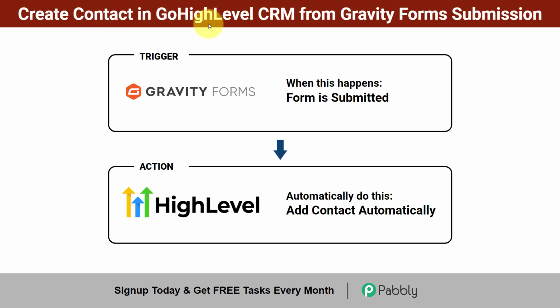How to create a contact in GoHighLevel CRM from a Gravity Form submission automatically. In this video, we will be connecting Gravity Forms and HighLevel CRM with the help of an automation software in such a way that whenever the form is submitted here, using the form submission data, a contact will be created automatically in the HighLevel CRM. In this way, we do not have to manually export the data and import it here again and again.